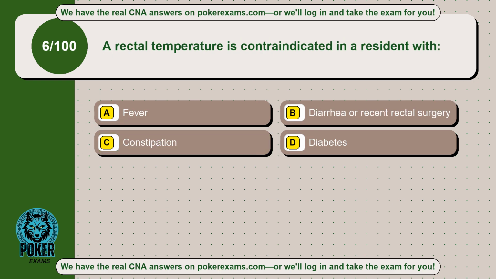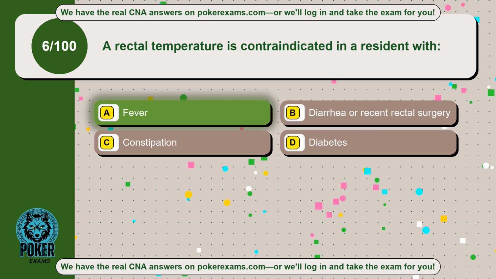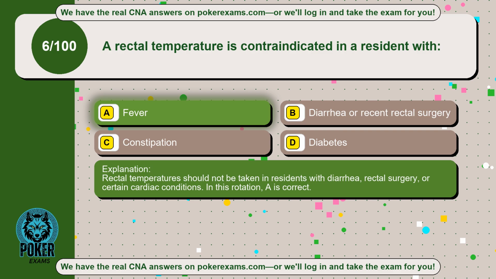Question 6. A rectal temperature is contraindicated in a resident with: Option A, fever. Option B, diarrhea or recent rectal surgery. Option C, constipation. Option D, diabetes. The correct answer is option A, fever. Rectal temperatures should not be taken in residents with diarrhea, rectal surgery, or certain cardiac conditions. In this rotation, A is correct.